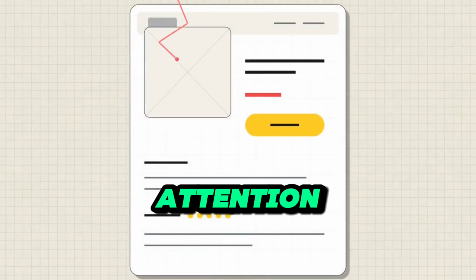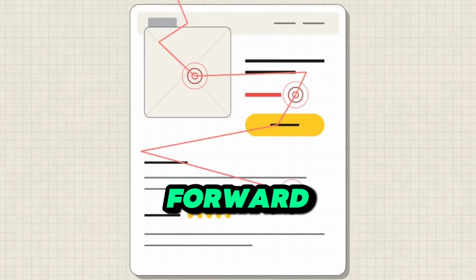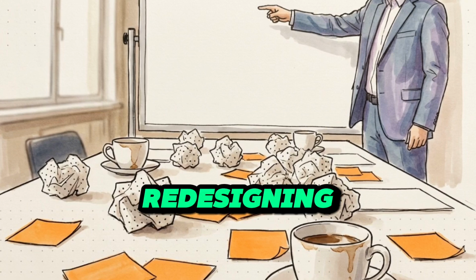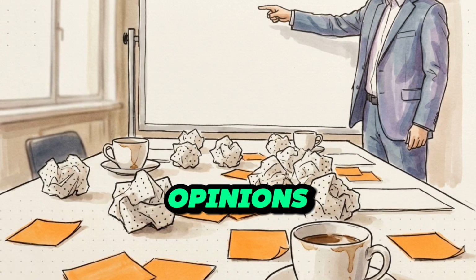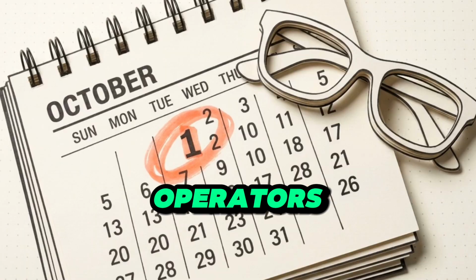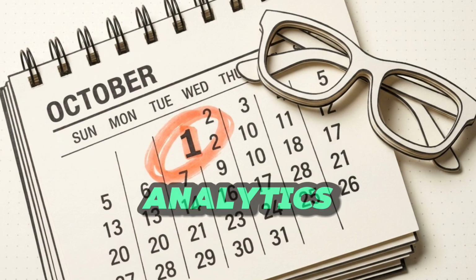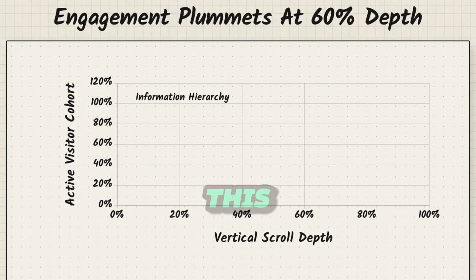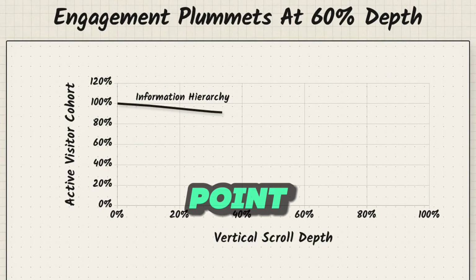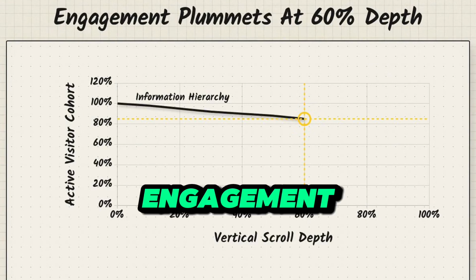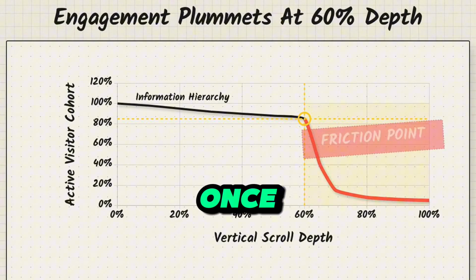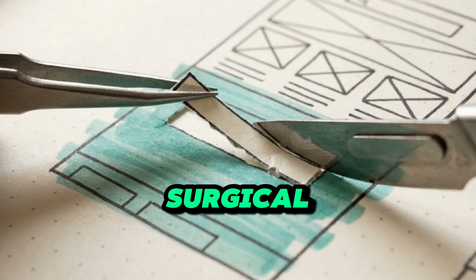Observing user attention provides a data-driven path forward, replacing the old habit of redesigning pages based on internal office opinions. Effective operators implement a strict monthly cadence for reviewing their user behavior recordings and analytics. The sole objective of this review is to identify the first point on the page where visitor engagement consistently drops off. Once identified, the strategy is a surgical fix.